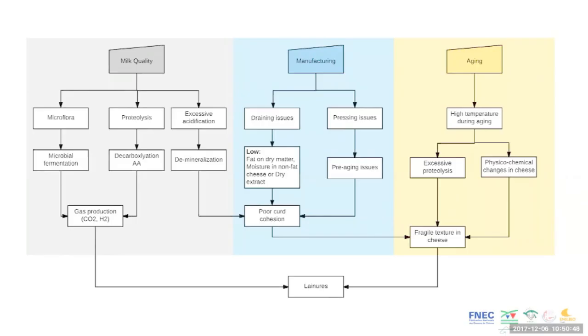But at the same time, if we have any problems from milk quality or manufacturing, we can see undesirable microbes produce an unwanted effect on the cheese. We can also experience some physicochemical changes in the cheese that will result in this fragile texture of the cheese that's more susceptible to busting open into fissures.